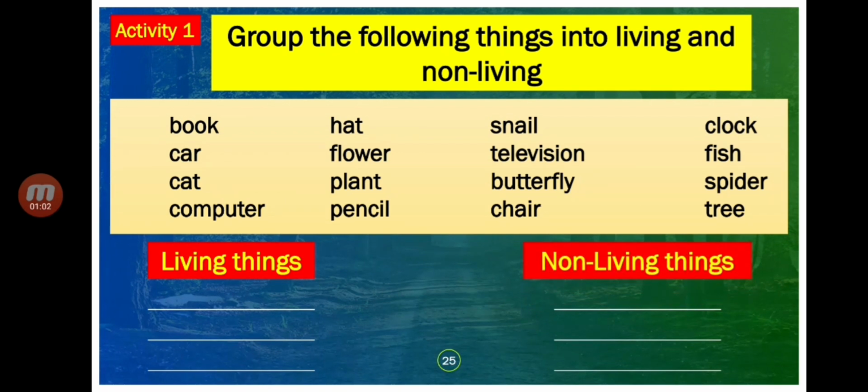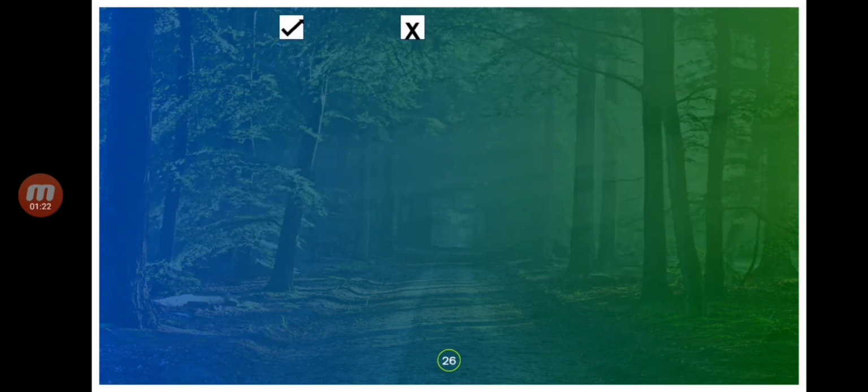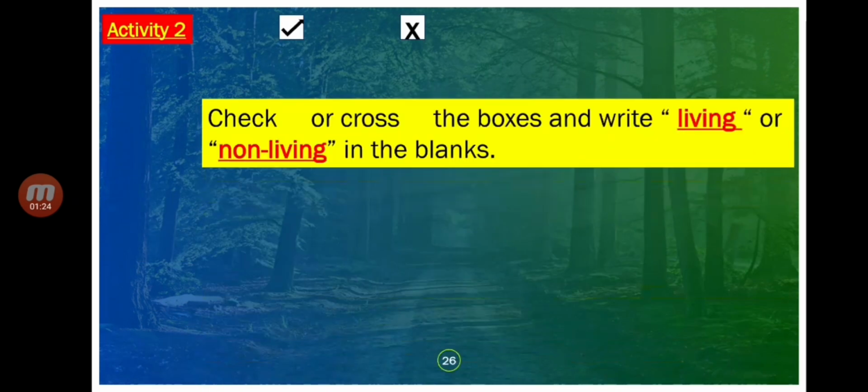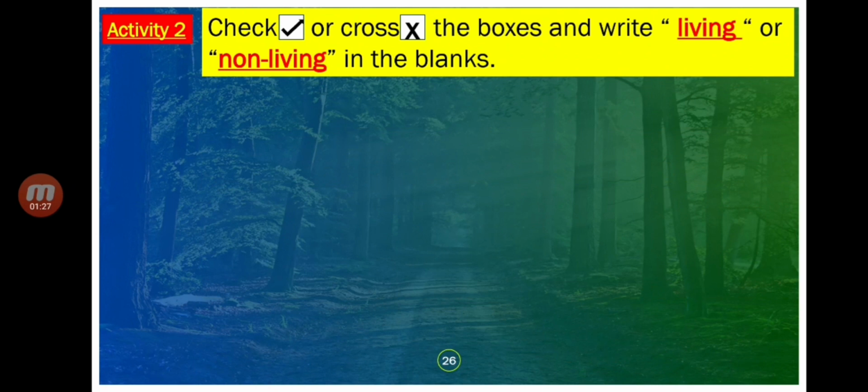For living things, I will give you 2 examples. First is cat, next is flower. Write it in the blank. And for non-living things, I give you book and car. Very good. So continue that one. And next, for our activity number 2, check or cross the boxes and write living or non-living in the blanks. This is so easy.